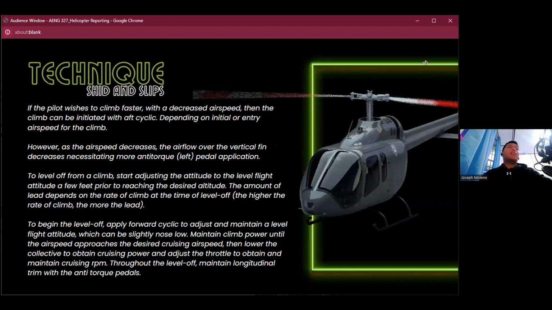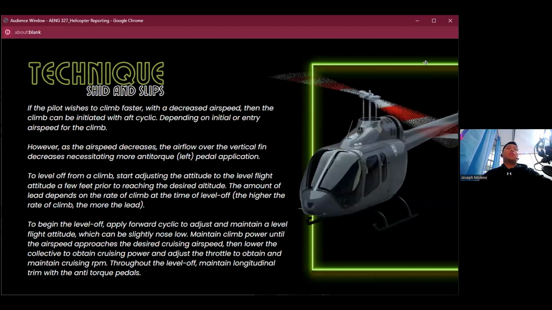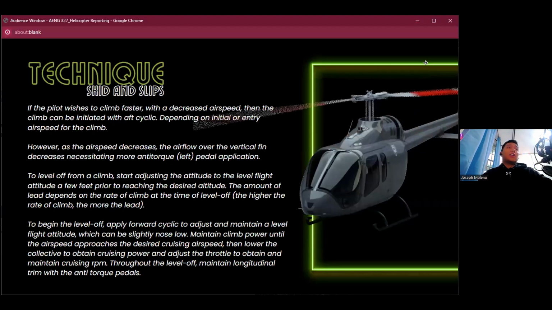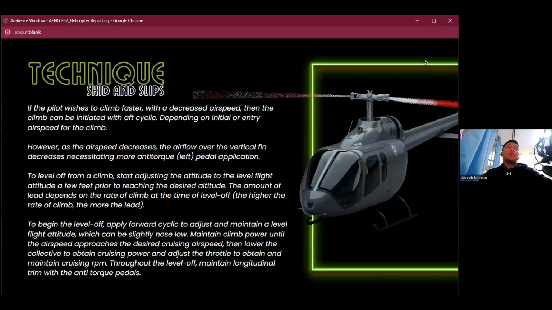So here are some techniques for skids and slips. If the pilot wishes to climb faster with a decreased airspeed, then the climb can be initiated with aft cyclic, depending on the initial or entry airspeed for the climb. However, as the airspeed decreases, the airflow over the vertical fin decreases, necessitating more anti-torque, which is left pedal application.